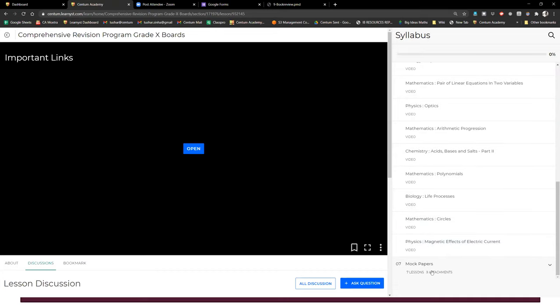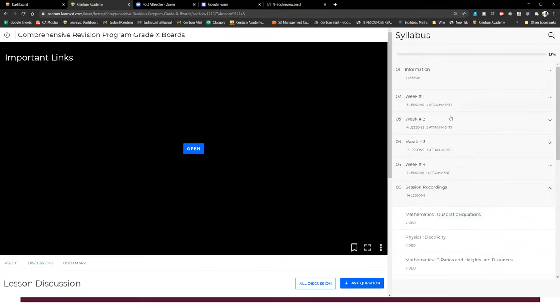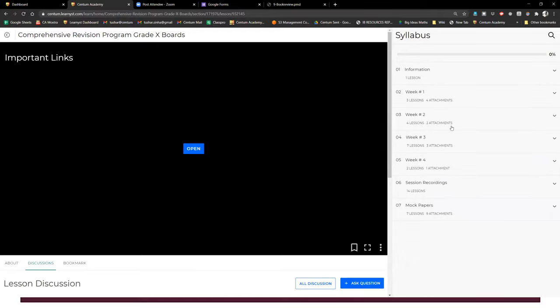And then here mock papers are there, and all the PPTs are here. Attachments, when you see, these are all PPTs. You can download from here. All the PPTs are uploaded in the weekly schedule. So week one, week two, week three, all the attachments will be there. These attachments will be very handy while you are revising for the final board exams. So keep them with you and use them.